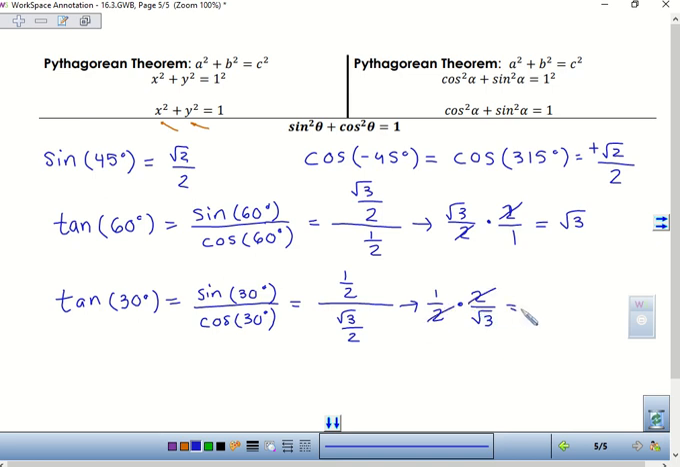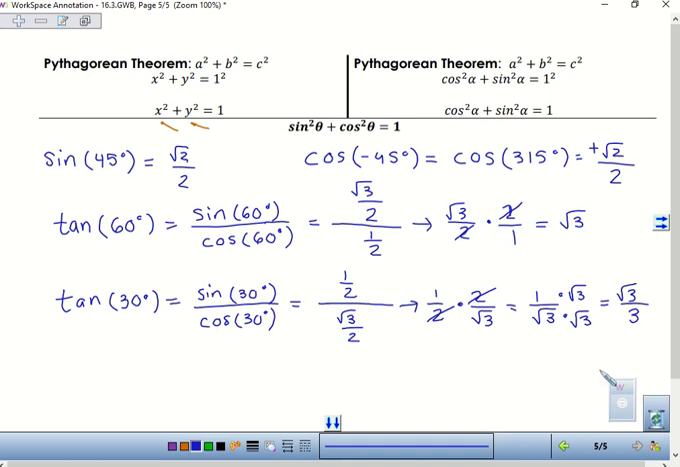Which leaves me with, but we can't keep a radical in the denominator, so we got to multiply top and bottom by radical 3. That's called rationalization. Yeah, you get radical 3 over 3 as your answer.